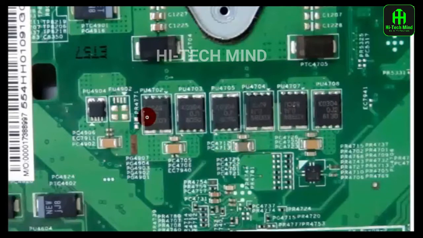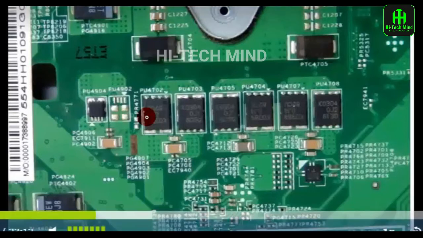There is 3-phase operation. Each phase is using 2 MOSFETs, 1 upper and 1 lower, totally 3 upper and 3 lower MOSFETs.